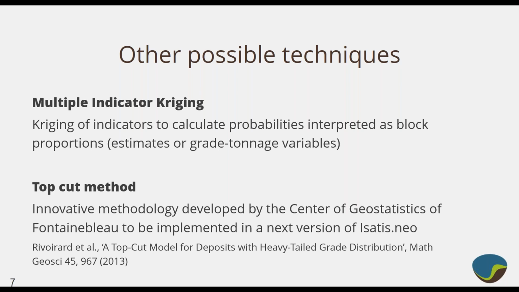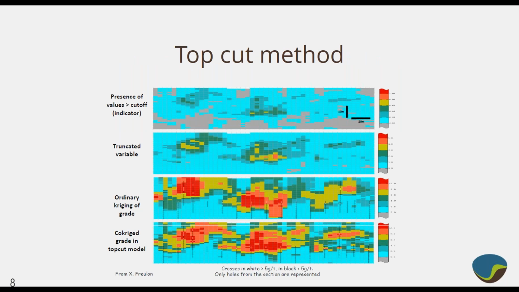The top cut methods developed by the Geostatistics Center of the Paris School of Mines will also be implemented into Isatis Neo. Just to show you quickly the top cut methods, it is based on the spatial structure of the grade to see if there is a border effect from low to high grade. So you first have to define an indicator. This is the first graphic that selects the grades above a certain cutoff. Then you will apply a co-kriging of the grades and the indicator. You combine the results, and if you see the third graphic, this is just an ordinary kriging of the grade.